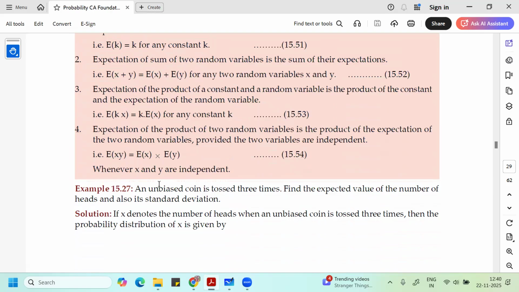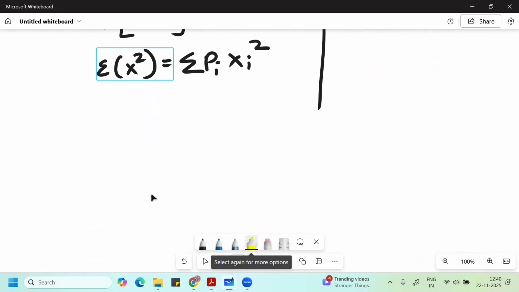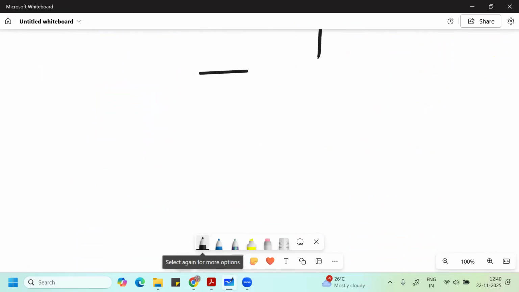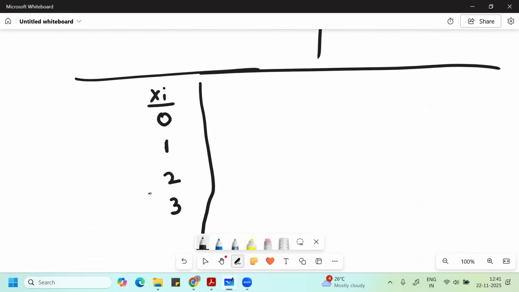If this is the question: an unbiased coin is tossed 3 times, find the expected number of heads and its standard deviation. If you toss a coin three times, what would be the x values? The number of heads can be 0, 1, 2, or 3. The probabilities associated with these would be 1 by 8, 3 by 8, 3 by 8, and 1 by 8.